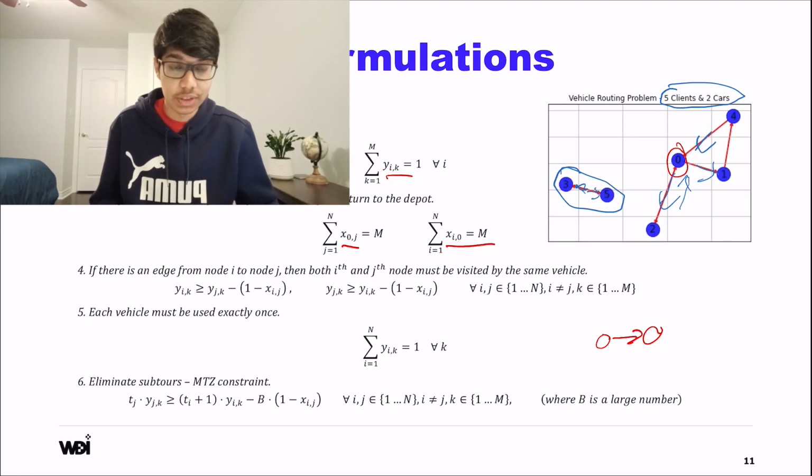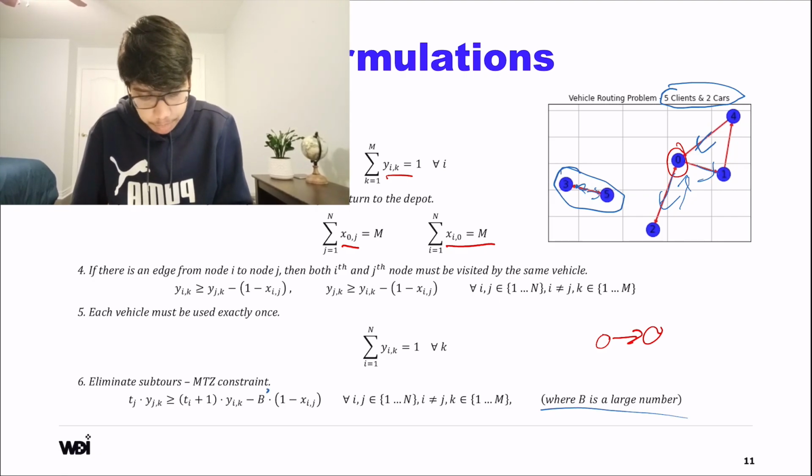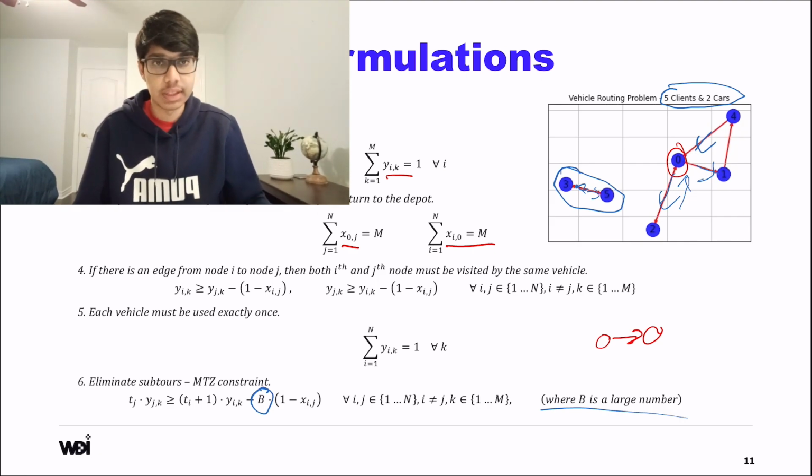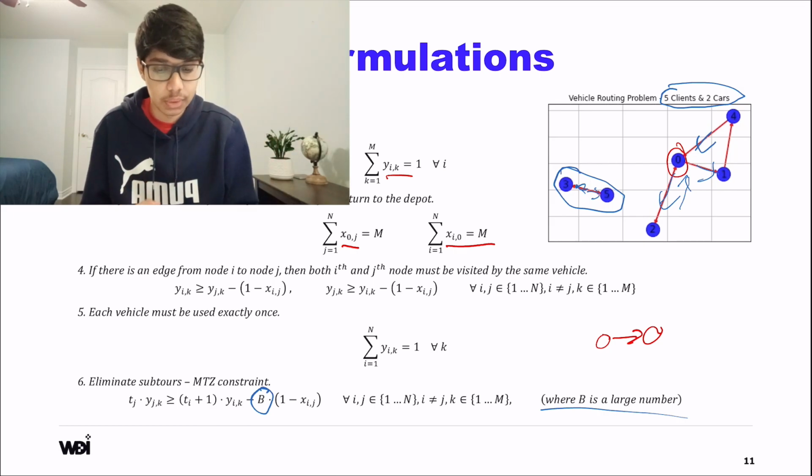So the MTZ constraint is necessary to solve all of this. And notice here it says B is a large number. So basically, if you make B a very large number, then that ensures that if this constraint is violated, the cost will be very high. And if the cost is very high, then you just won't use that solution because it's not an optimal solution.